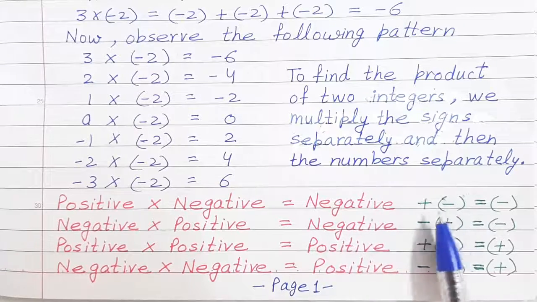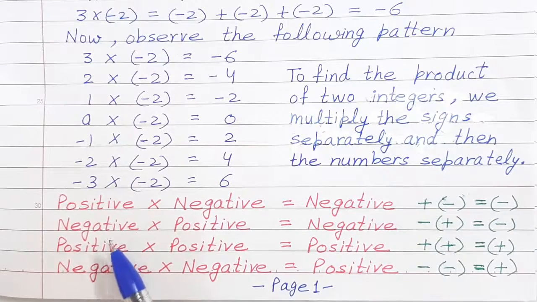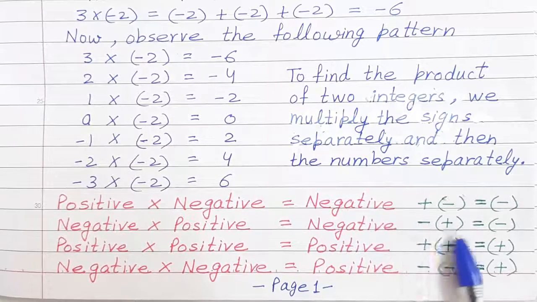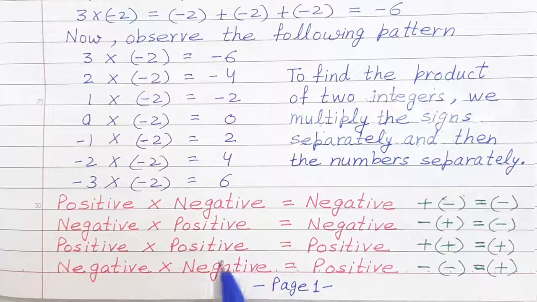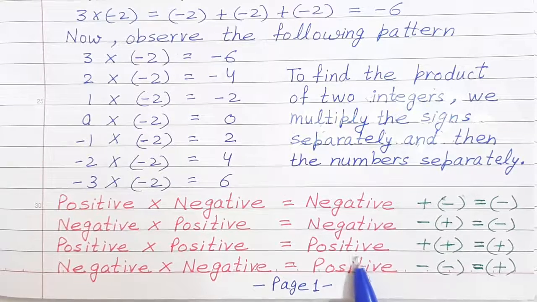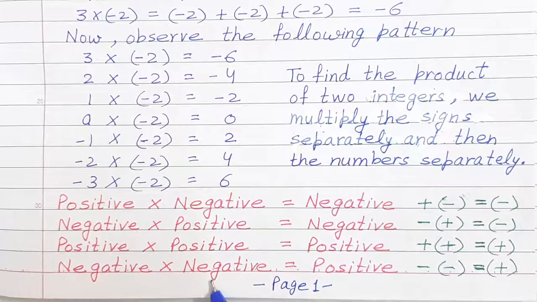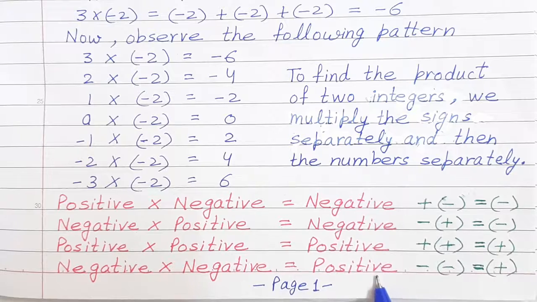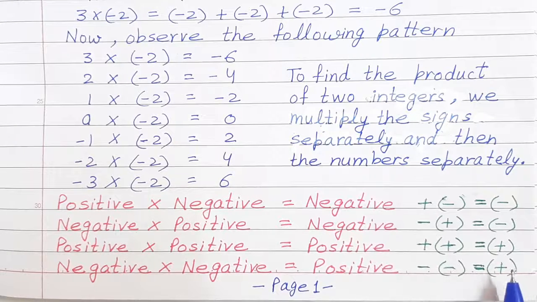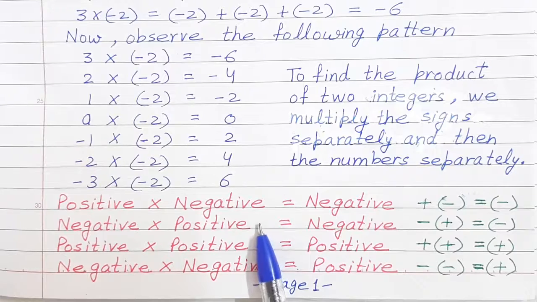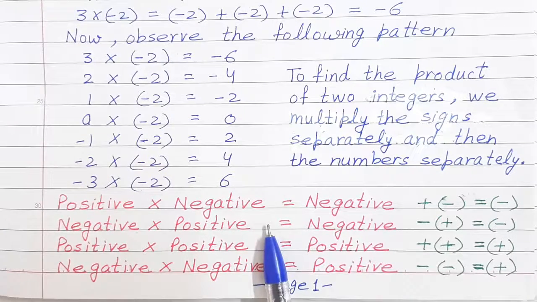That is plus minus is minus. Then a negative number into a positive number is negative. That is minus plus is minus. If both the numbers are positive, then the result is also positive. Plus plus is plus. If both are negative, then also the result is positive. That is minus minus is plus. Right? Children, remember, these rules are different in case of addition and subtraction. I hope you remember this now.